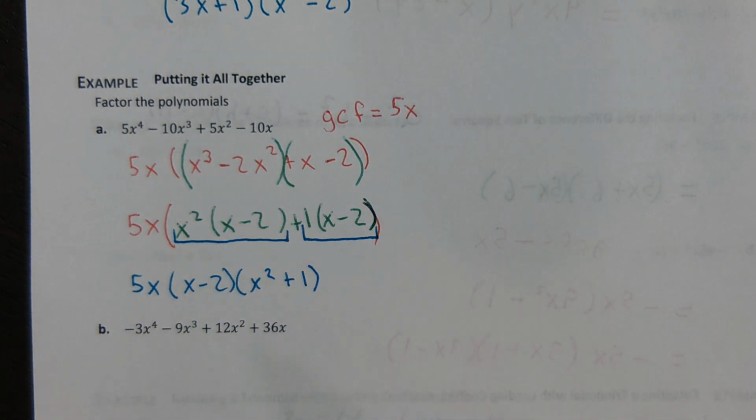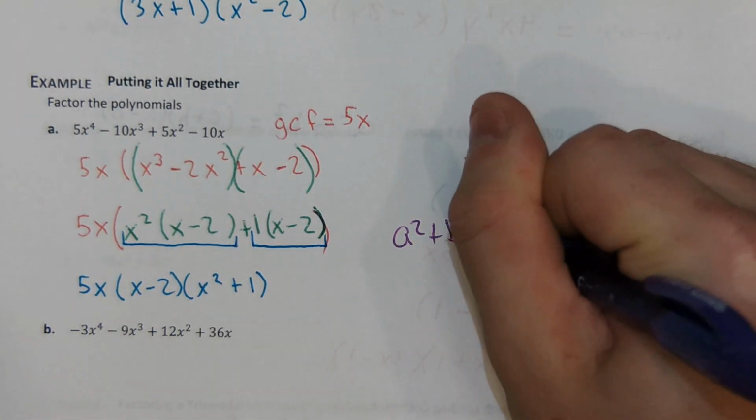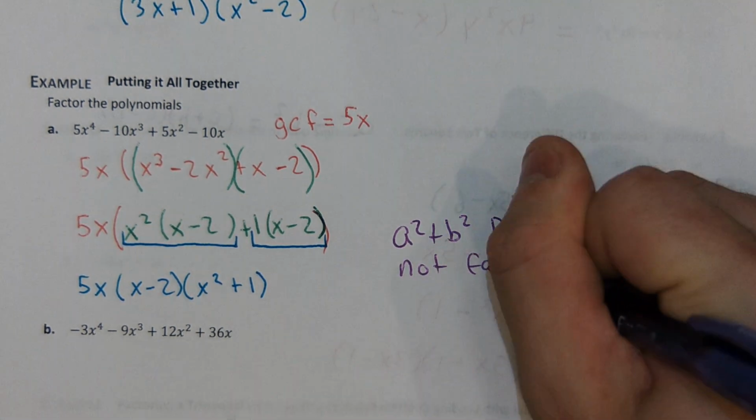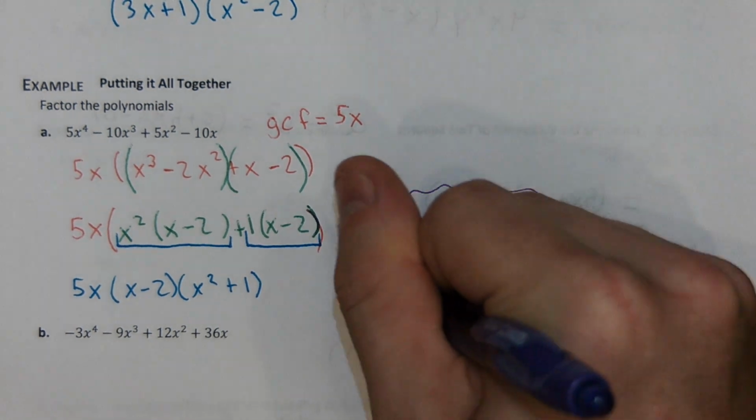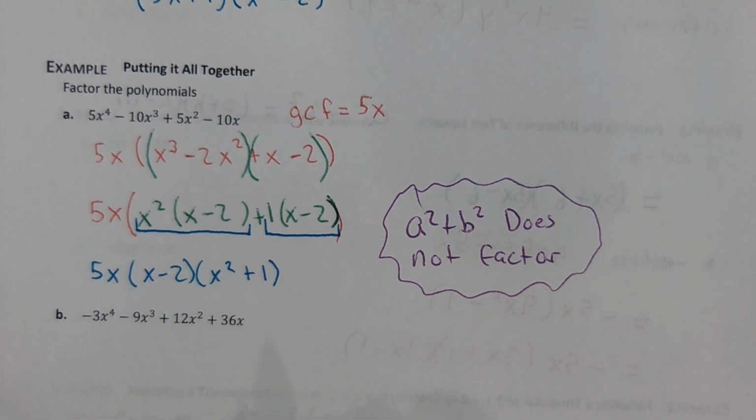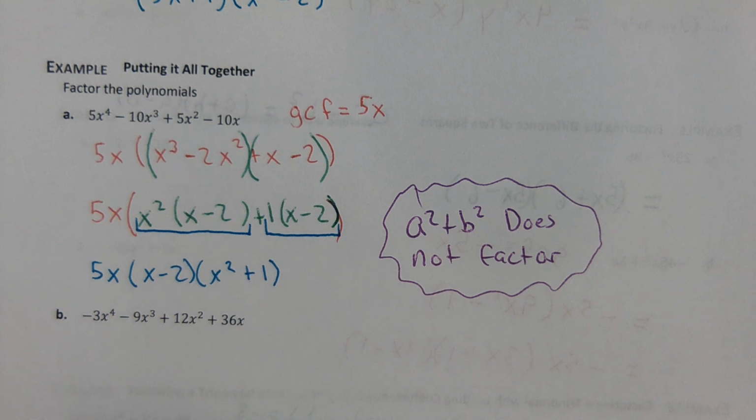Mr. M, a special case? No, it's not. This is a squared plus b squared, which will never, ever, ever factor. Don't get tricked by it. I'm just going to tell you, yes, I do make my wrong answers on my test by saying that this factors to x plus 1 times x minus 1. It doesn't. That's a wrong answer. A squared plus b squared never factors. Don't get caught.